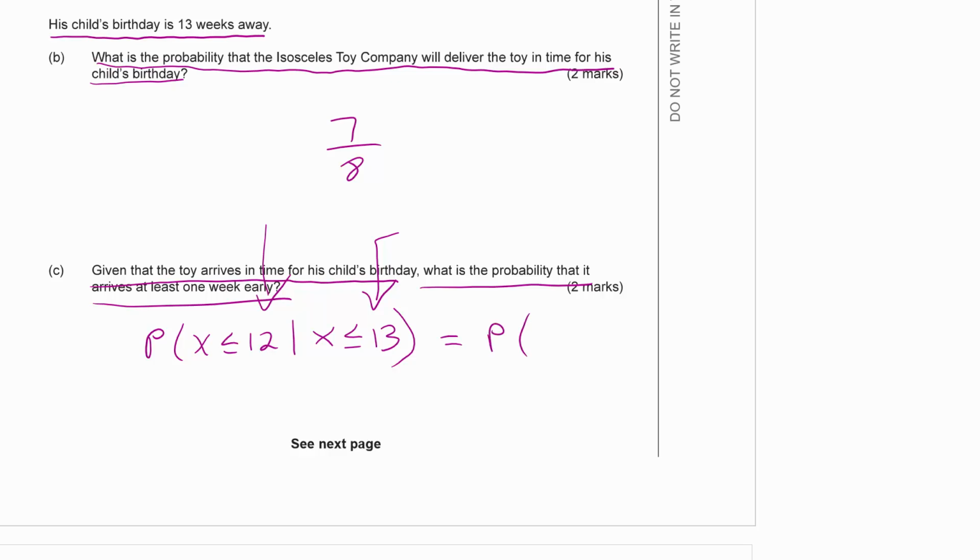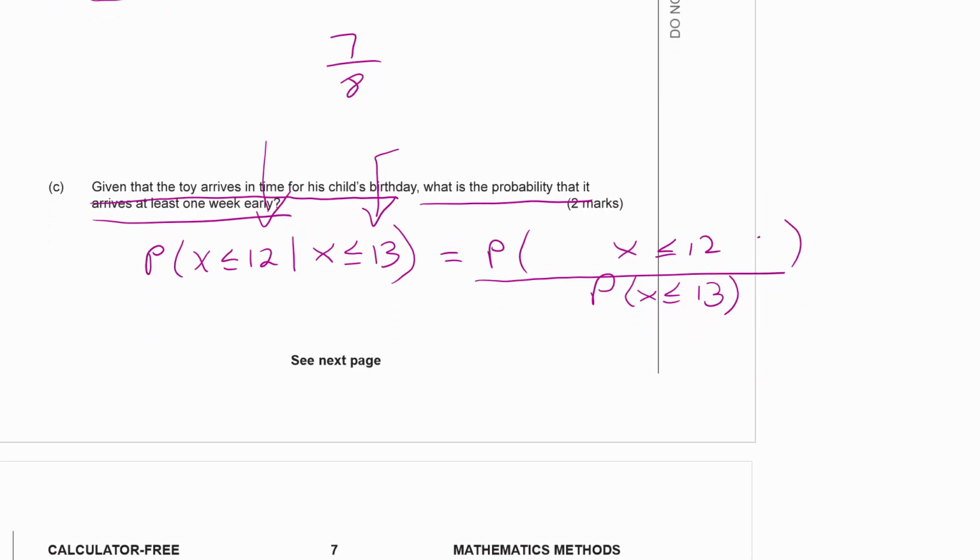So that's going to be the probability of x being less than or equal to 12 and x being less than or equal to 13, which of course becomes just x is less than or equal to 12, divided by the probability of x being less than or equal to 13. Well, 12 was the midpoint, and because it was symmetrical, that is just going to be a half divided by 7/8, which was the answer to the last part. So that is half times 8/7, and that gives us 4/7.